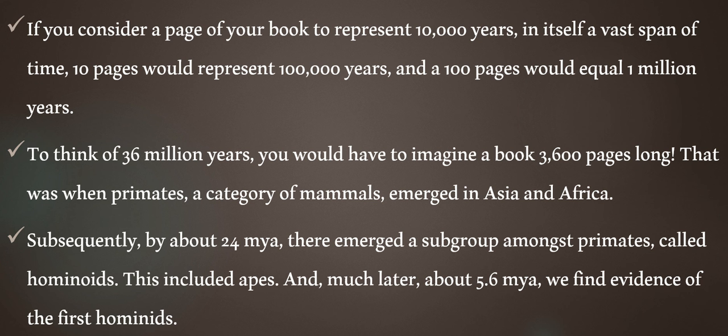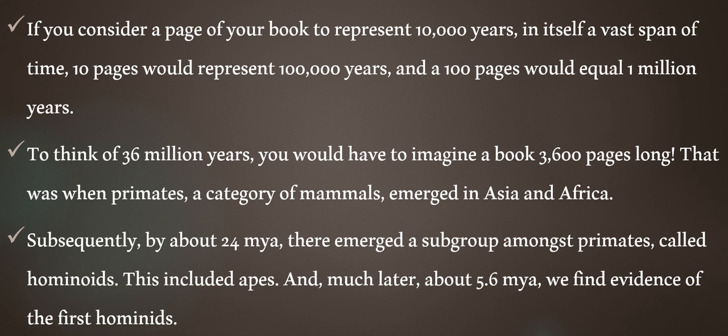So when you have taken 10 pages, what does it mean? You're representing 100,000 years. When you have taken 100 pages, you're representing 1 million years. So now imagine that 36 million years we need to discuss with the help of that book. So how many pages should a book have then? 3,600 pages long at least, right?